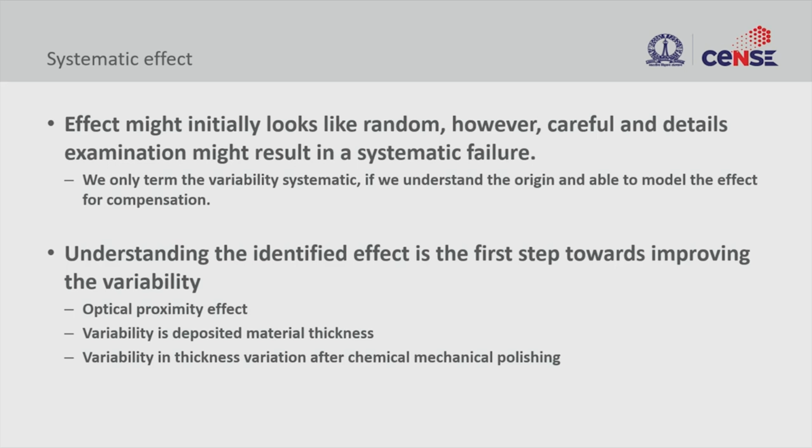So the systematic effects can be traced back, right? And that is something that we can compensate, and that is very important. We only call variability systematic if we can understand the origin and model the effect for compensation. If we can identify it but cannot model the effect, then it becomes a random issue. Okay. So if it is systematic, we should be able to identify, not just identify, we should be able to understand the origin and also compensate it.